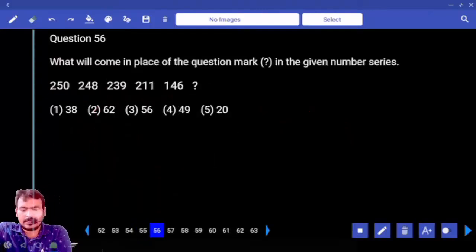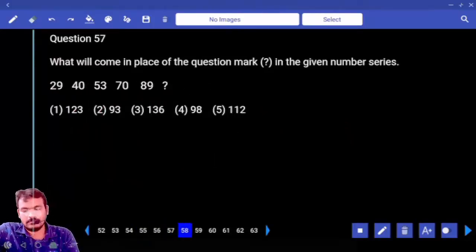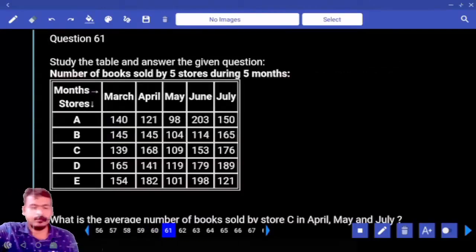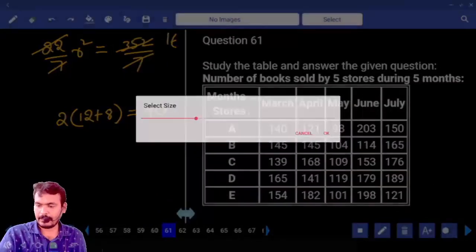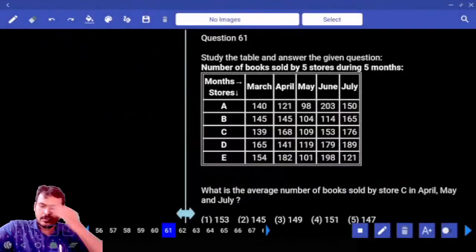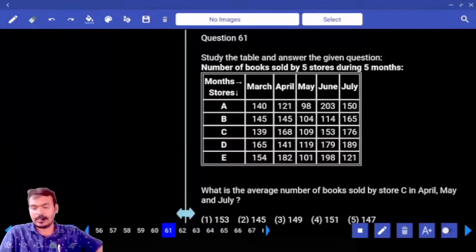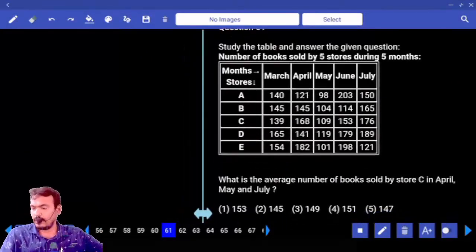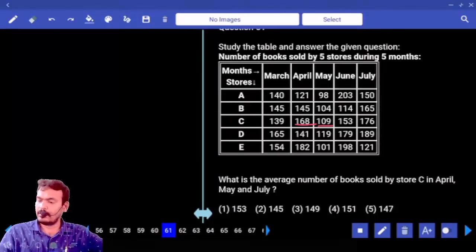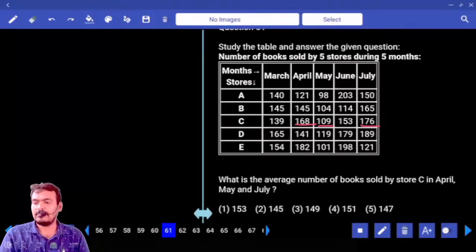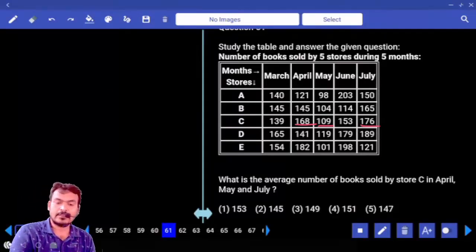Question number 56. Already complete? 61 to 65 table. What is the average number of books sold by Store C in April, May and July? What is the C value in April? 168. May 109. July 176. First we add the units positions, or not? 8 plus 9 is 17, plus 6, 23. Ending with 3, or not?